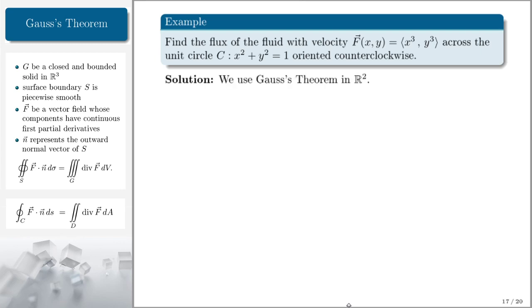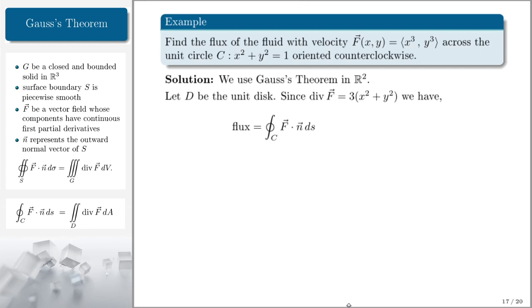Now, to use Gauss's theorem, of course, we need to find the divergence. And clearly, the divergence of f will just be 3x squared plus 3y squared. If I let B be our unit disk, then Gauss's theorem in R squared tells us that the flux is equal to the double integral of the divergence of f over our unit disk B. The divergence being x squared plus y squared with 3, I can factor it out. And it is now left to show how to evaluate this.